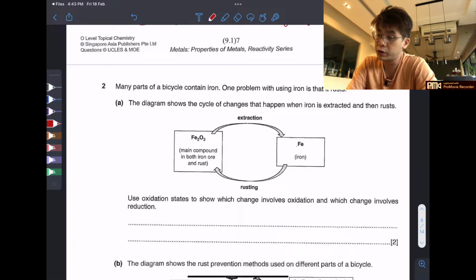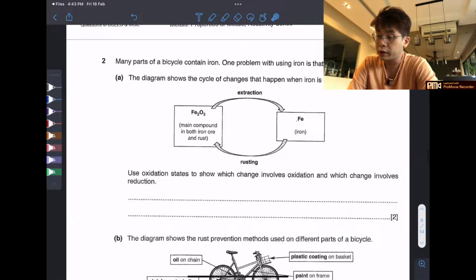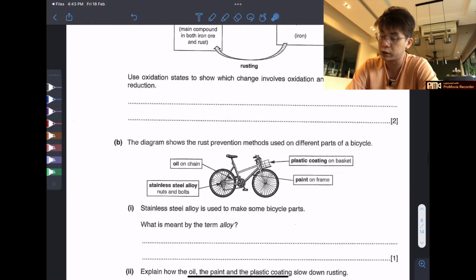So let's read the question. Many parts of the bicycle contain iron. One problem is that iron rusts. So this question is about rusting, I guess. The diagram shows how the cycle changes when iron rusts. Okay, so oxidation states. That means this question we will not be doing for this WA. This is the next chapter. So let's take a look at the next one.